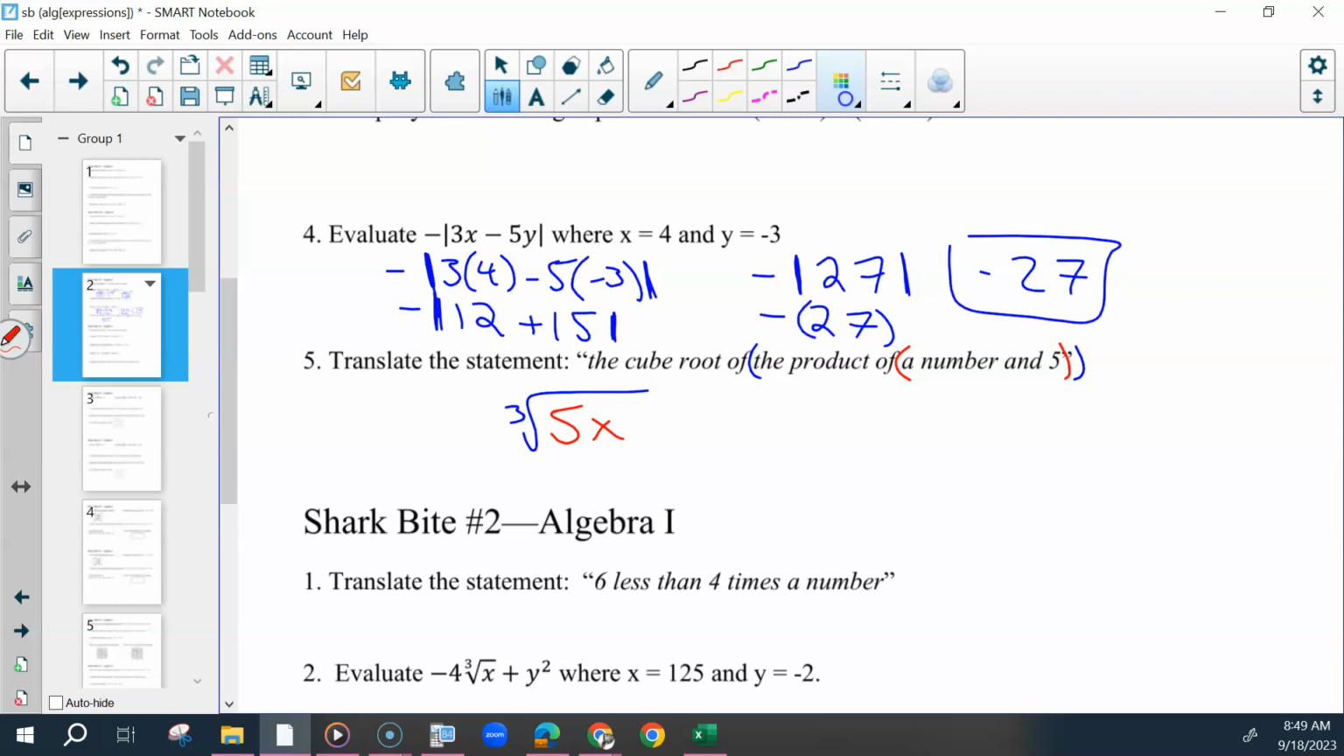Make sure you keep holding onto your answer sheet. You will keep doing more as time progresses. Like you'll have shark bite 3, probably not on Friday, but next week, and then so on and so forth. Alright.